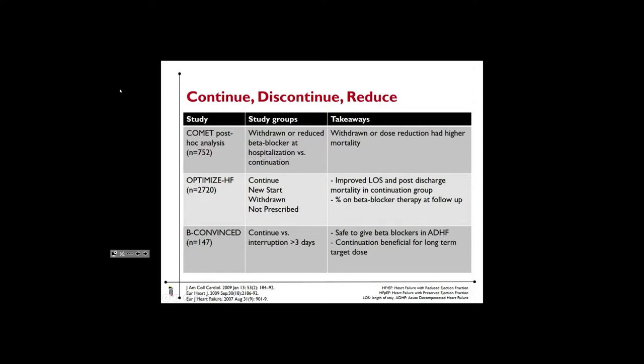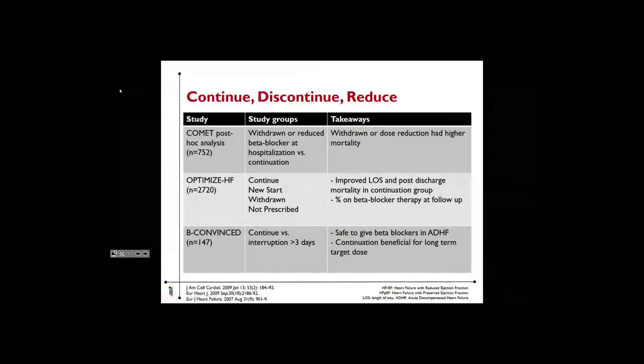There was a post hoc analysis that showed actually that withdrawing or even dose reducing a beta blocker had higher incidence of mortality compared to continuing. The OPTIMIZE-HF trial showed that there was an improved length of stay as well as discharge mortality at 60 to 90 days in this continuation group as well. And one of the big things is that the percentage of people actually on the beta blockers at that follow-up was significantly higher in the continuation group versus somebody who was withdrawn. In the withdrawn group, 56% of the patients at 60 days were not on a beta blocker, as opposed to the continuation group, which was greater than 90%.